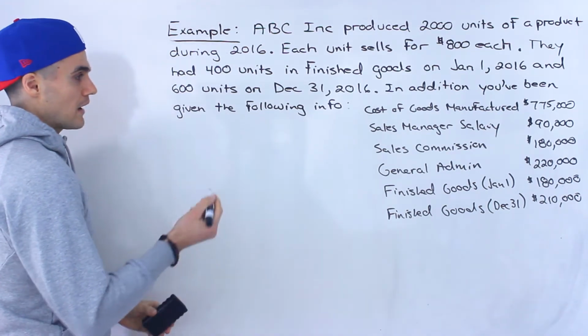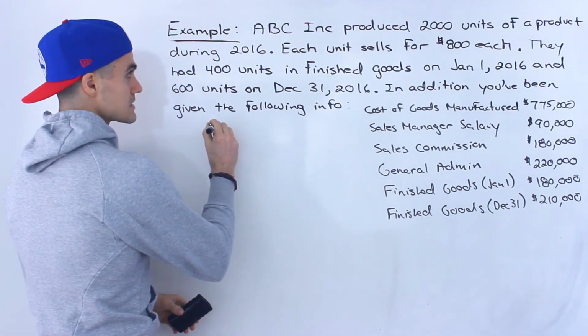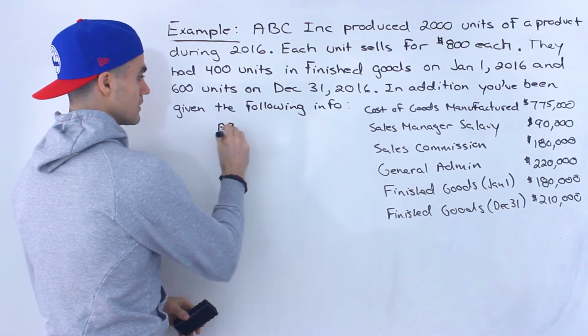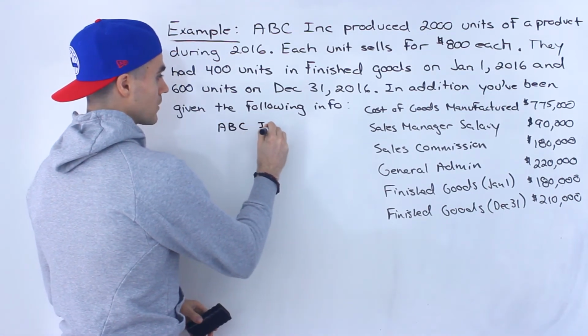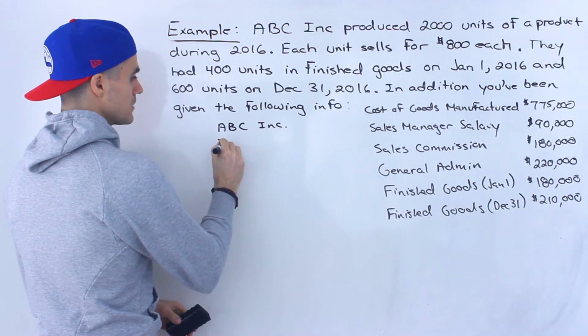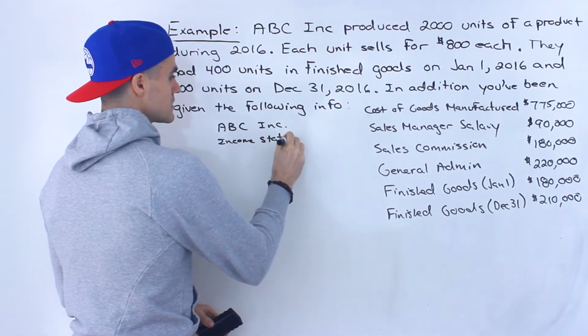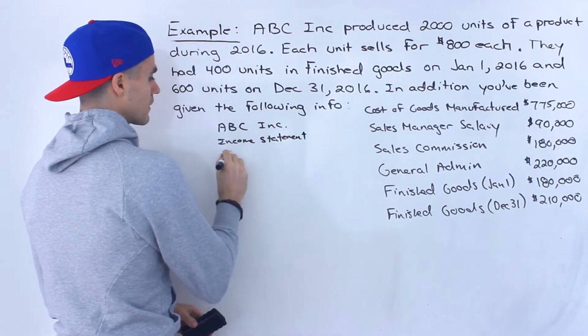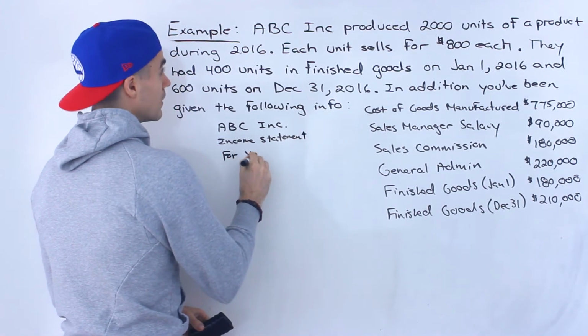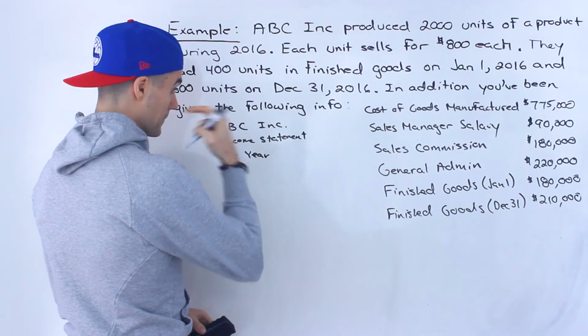So to prepare this income statement, let's put the title of the company here. So we have ABC Incorporated. This is going to be an income statement, and this is going to be for the year 2016.